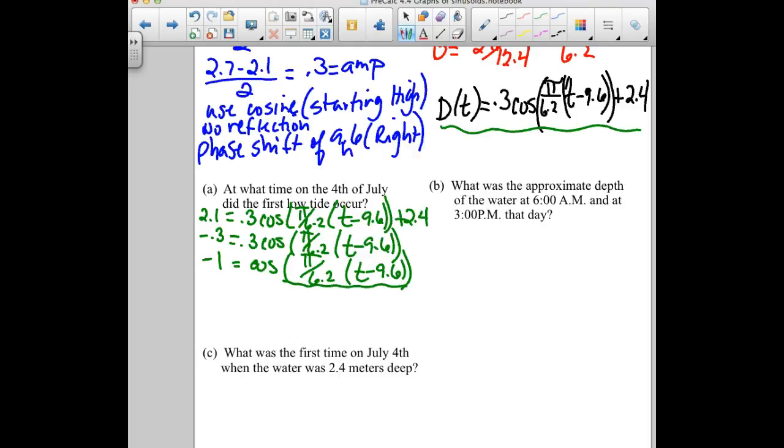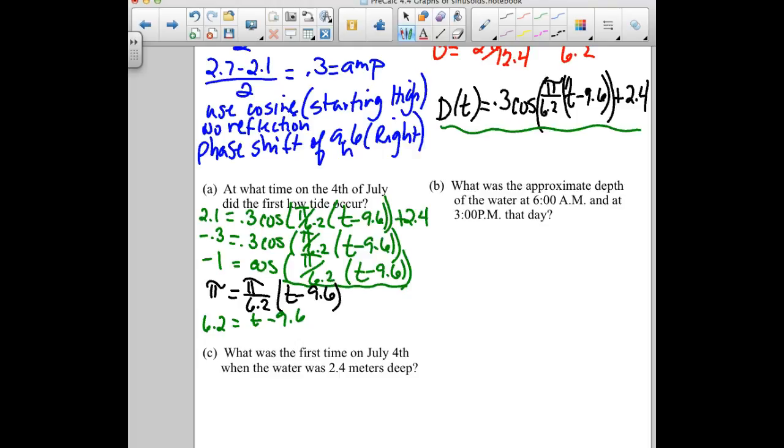So I'm going to set those equal. I'm going to say pi has to equal pi over 6.2 times t minus 9.6, and I can use that to solve for t. That's how you undo a cosine or a sine. You have to think in terms of your unit circle. So what would we do to get rid of the pi over 6.2? Multiply by the reciprocal, right? What's going to happen to the pi's? They cancel out. We end up with 6.2 equaling t minus 9.6.